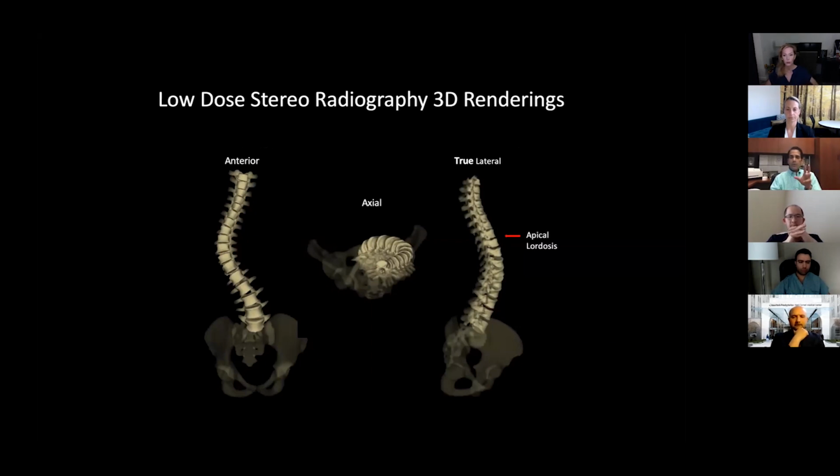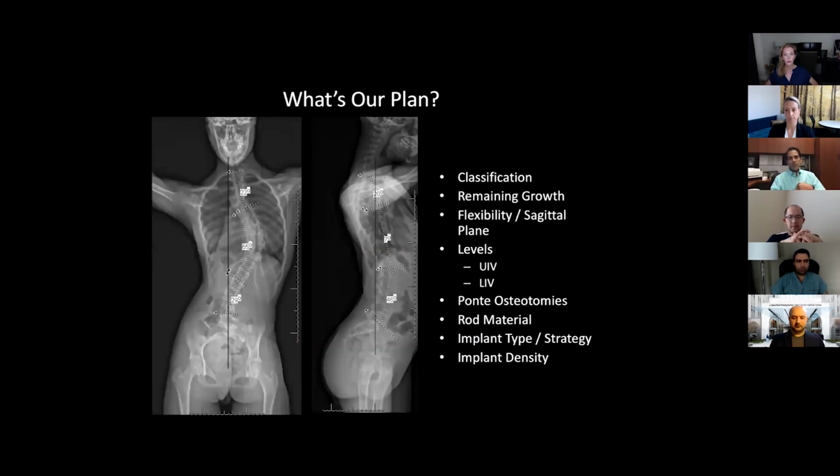What the true lateral means is we've taken out all the rotation at the apex and just stacked the vertebrae, and that's how much lordosis she actually has. That obviously looks very abnormal, but that's her true sagittal profile, and that's the key to assessing 3-dimensional correction.